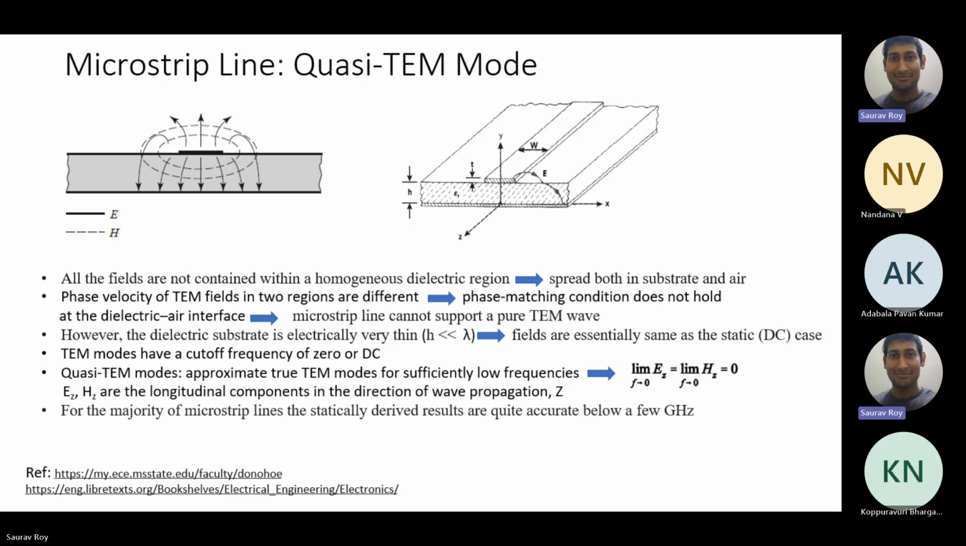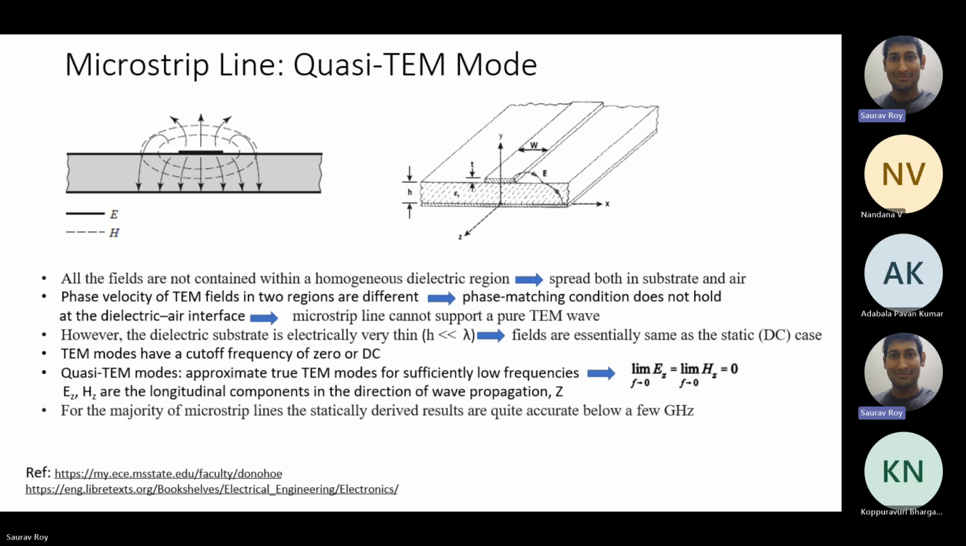So it is mostly valid at low frequencies. When the frequency tends to 0, all the EZ and HZ components become 0. EZ and HZ are the longitudinal components if the direction of propagation is Z. So then it becomes a transverse mode, because the longitudinal components are 0. That is the essence of quasi-TEM.